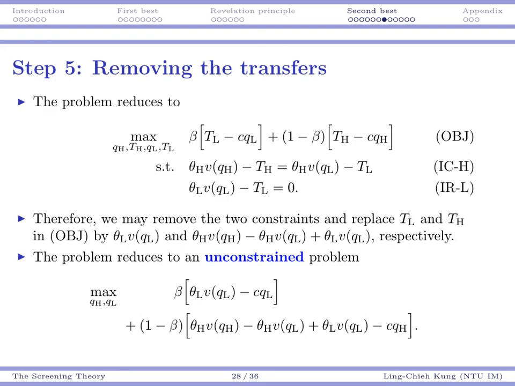So I know in an optimal solution, TL and TH must be expressed in this way. And then after that, I will get an unconstrained problem like this. TL is replaced by this term, and TH is replaced by these three terms. This is my unconstrained problem.